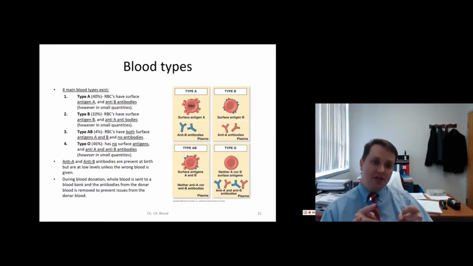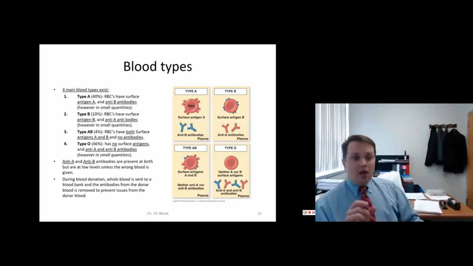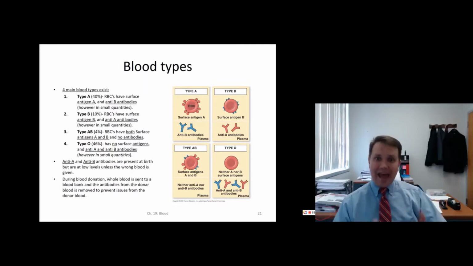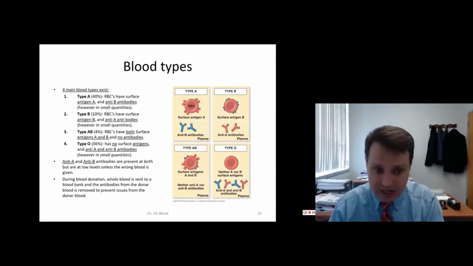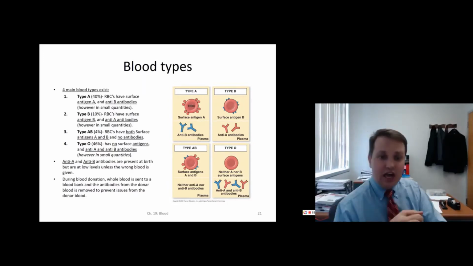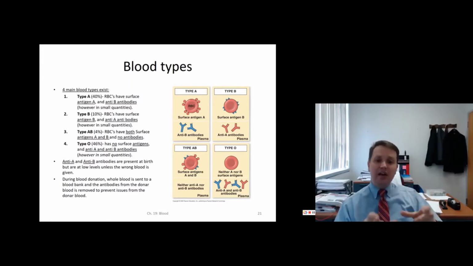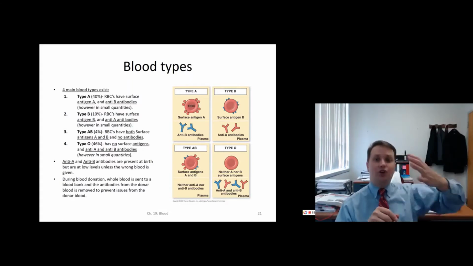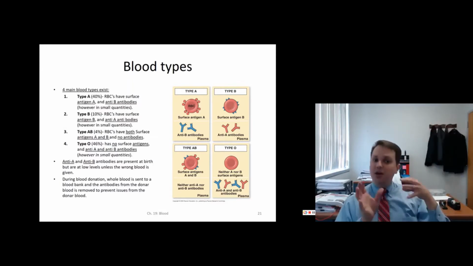Now, the thing is, about 40% of the population is type A, 10% type B, 4% AB, and about 46% is O. Now, with that, these anti-A, anti-B antibodies are present at birth, but they're in very low amounts. Unless I get the wrong blood, if I'm type A and somebody gives me type B blood, then the antibodies that are anti-B will start to rise pretty quickly. But normally they're not there.